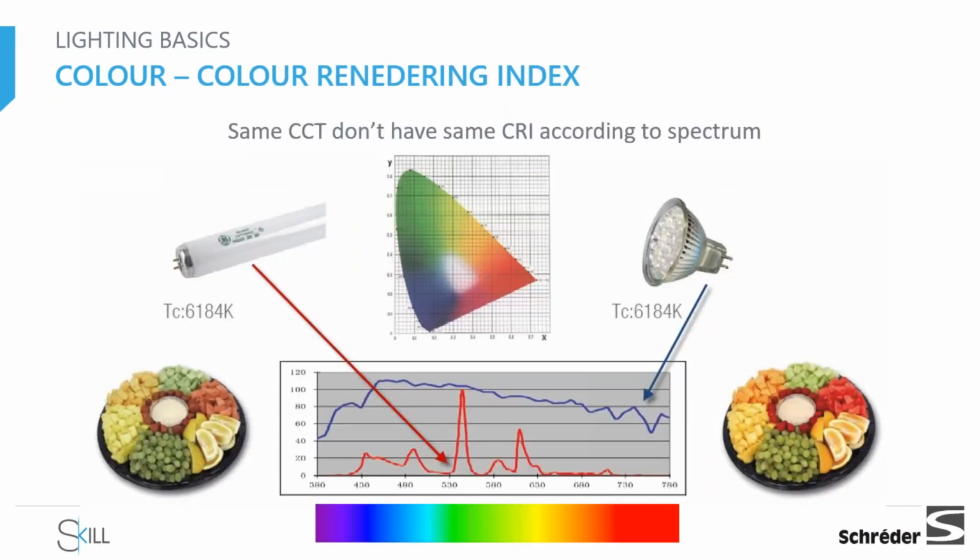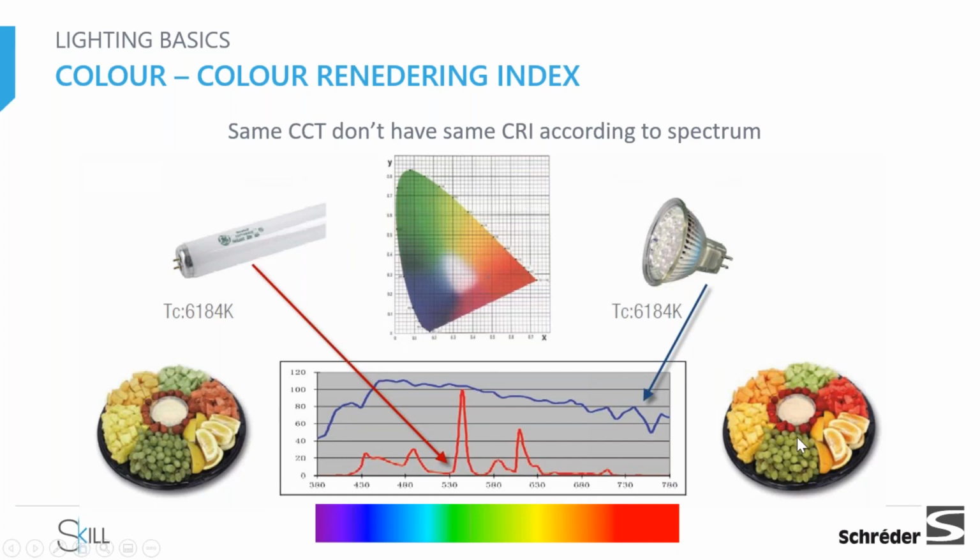We are comparing here between two lighting sources. Both of them will have the same color temperature, which is cool white, 6,184 Kelvin. For the fluorescent lamp, we see in the red color here the color rendering for it. At the same time, the LED lamp, where we have the spectral distribution here. What we will do, we will be comparing this fruit basket under both the lights.